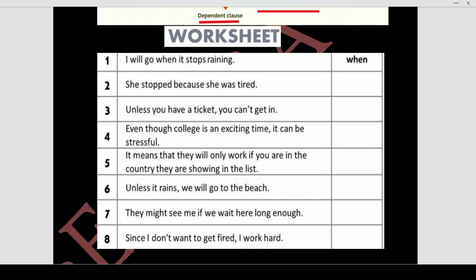Now, I will go when it stops raining. Now I will go is one clause, it stops raining is the other clause. I will go is the independent clause, when it stops raining is the dependent clause. When will I go? When the rain stops. So the going depends on the rain stopping. And who is joining these two sentences? Your when, the subordinating conjunction, is joining them. So that is how you will identify.